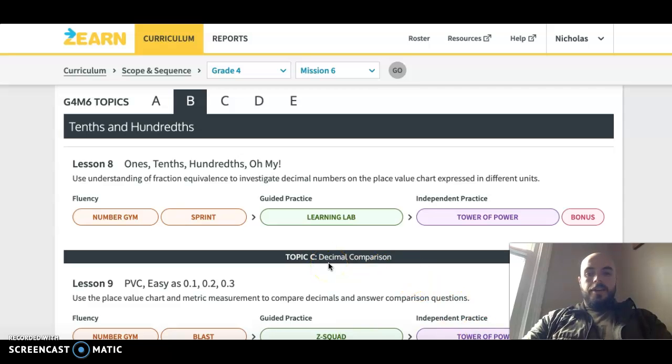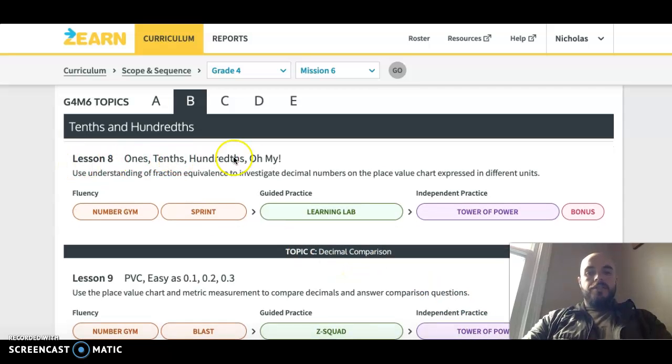So you can see here we have lesson 8 today, ones, tenths, hundredths, oh my. And today we're using understanding of fraction equivalence to investigate decimal numbers on the place value chart expressed in different units. Of course, we have our fluency component, the number gym, and sprint. This is where we work on past work with addition, subtraction, multiplication, division, just to really make sure we have those math fluency skills.